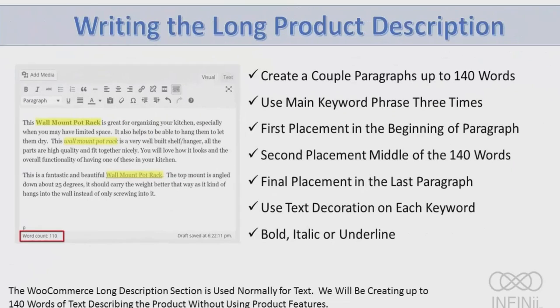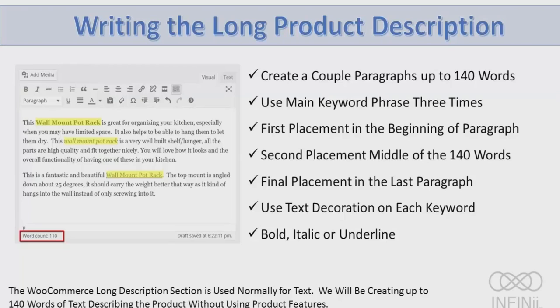When creating the long description, try to keep it under 140 words, split into 2 small paragraphs. You can tell a story about the product. Think about how or why a person would use this product when creating your text. Something to keep in mind, you do not want to copy word for word from your supplier.